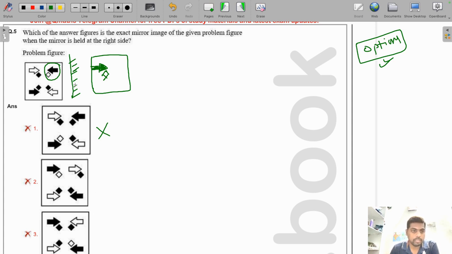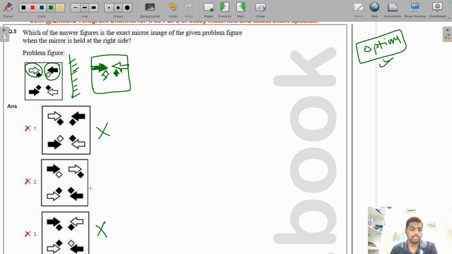And again, if you see here, the rhombus is bubbled, but it should not be, so this one also we can eliminate. Now we are left with two options. So if you see here, this arrow is in the left direction, so it will come in the right direction, and it is pointing to the right direction, so it will point to the left direction here, something like this. And the rhombus is in the right direction, so it will come something like this, and it will be bubbled.